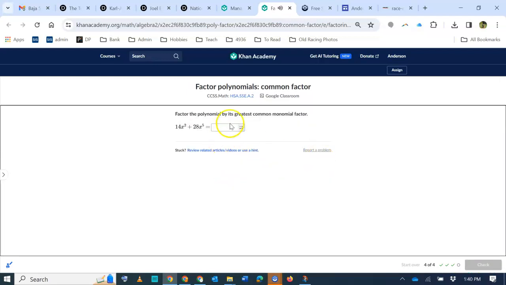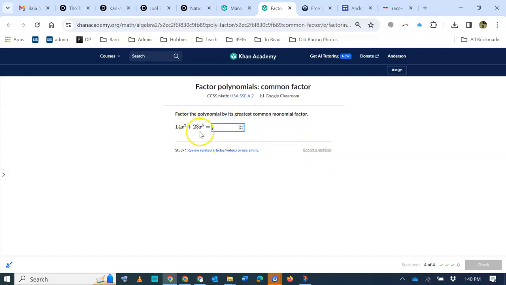Okay. I'll do this one really quick in my head. So 14 and 28. The greatest number I can pull out would be 14. And I see x squared and x5, so it'll be 14x squared, parentheses, what is left over. I need just a 1 for the first term, and then plus 2x to the third. Okay, so 1 times 14x squared equals 14x squared. And then 14x squared times 2x cubed equals 28x to the fifth. There we go.